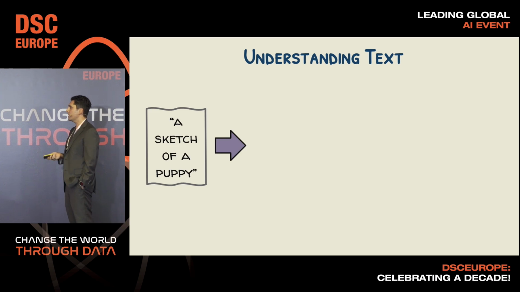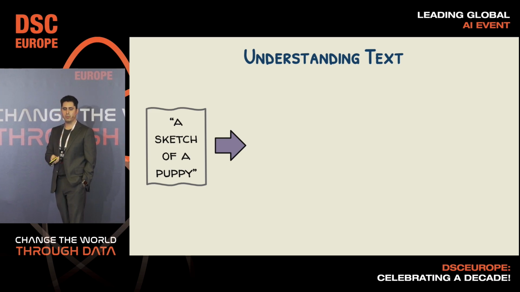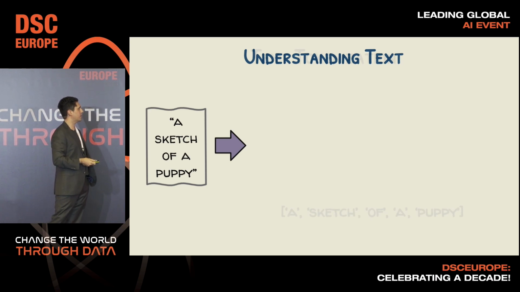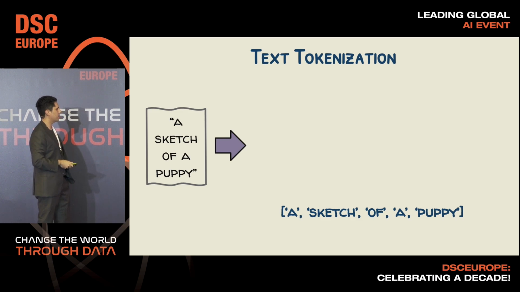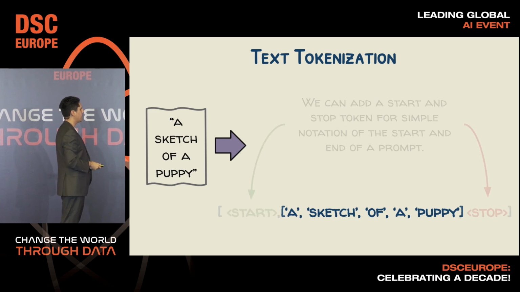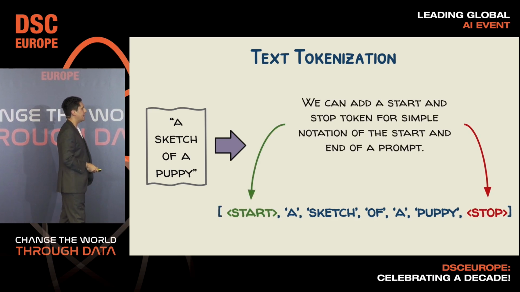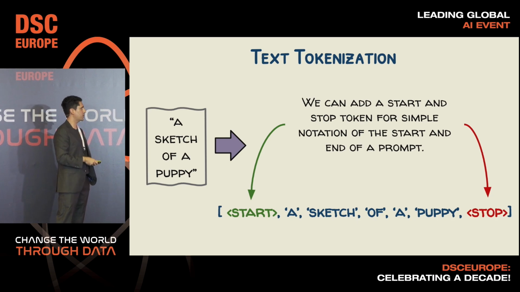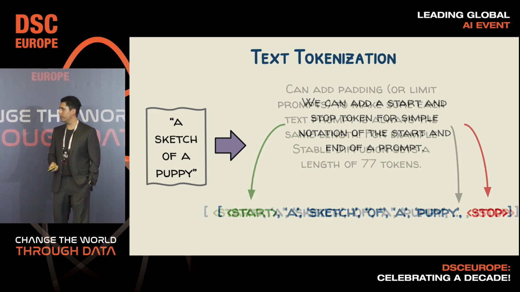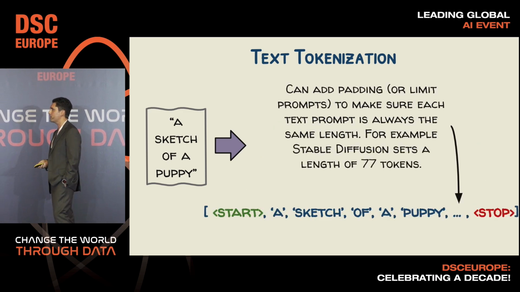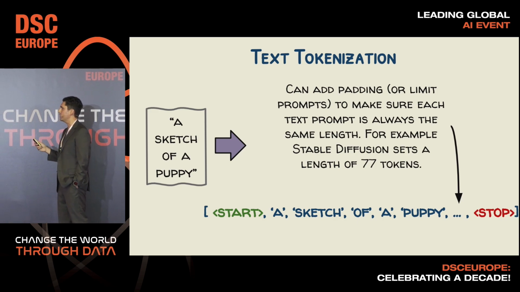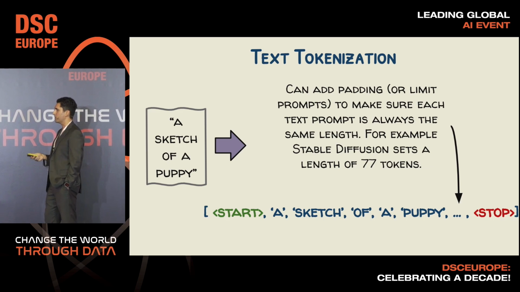So first things first, we need to understand text. If you've ever played around with ChatGPT or large language models, you may be familiar with this idea of text tokenization. If you were trying to follow along with text tokenization for text-to-image models, there are some things that apply and some things that won't really apply. So I could take this text string, and I could start doing things like adding a start and stop token for simple notation of when I'm starting the prompt and when I'm ending the prompt. And then I could be a little more clever, and to make sure all the prompts are of the same length, I could have cutoffs, or I could have padding, essentially just emptiness, to make sure that all the text prompts are always the same length.